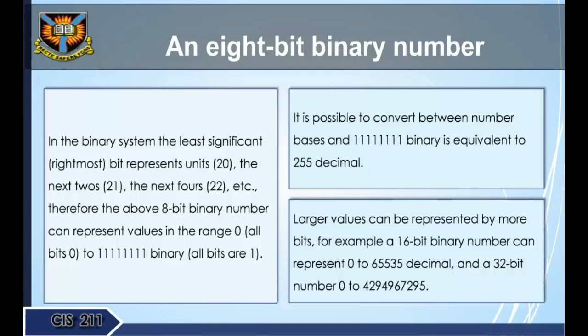Larger values can be represented by more bits. For example, a 16-bit binary number can represent 0 to 65535 decimal, and a 32-bit number 0 to 4294967295.